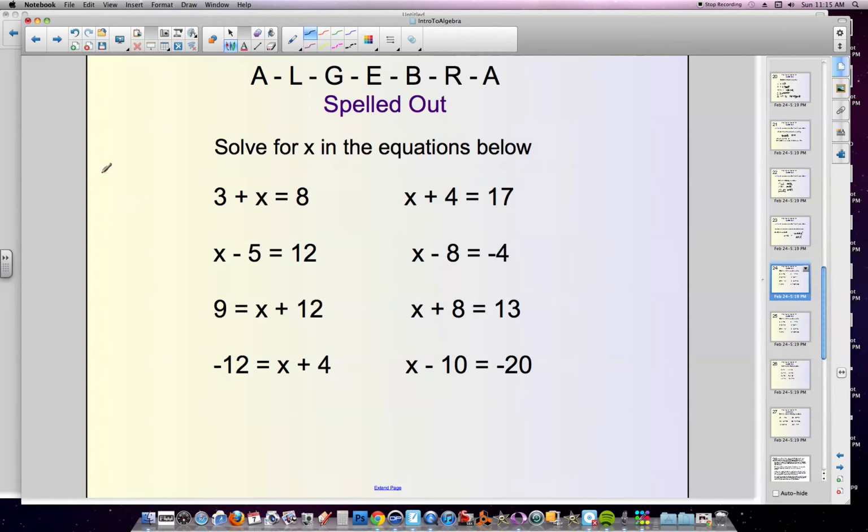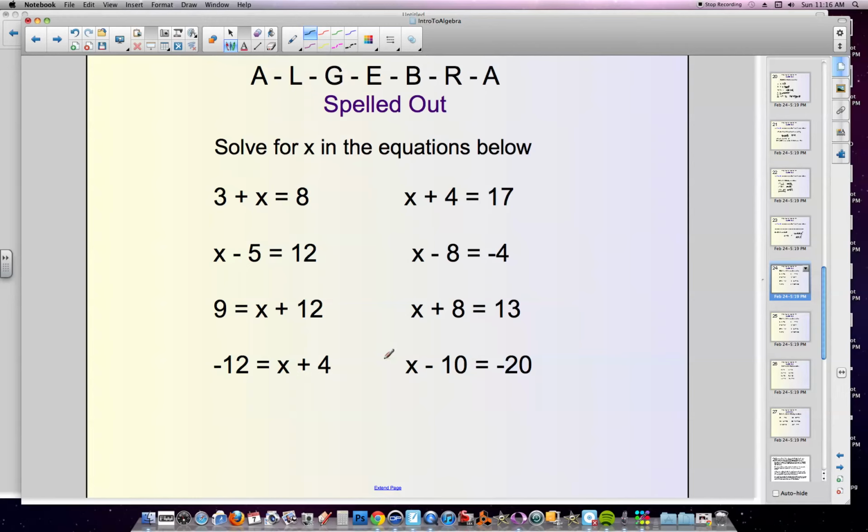So here's some problems I would encourage you to do using that same kind of process. 8 is the sum of 3 and x. So if you take the 3 away, you're left with the x. So x would be 5, right? And there's some negative numbers and so on. And the x moved to this side of the equation, but it doesn't change anything, right?